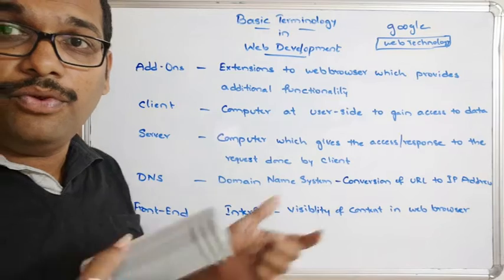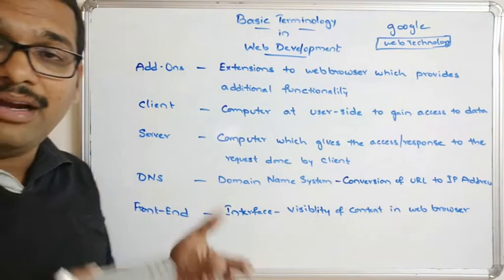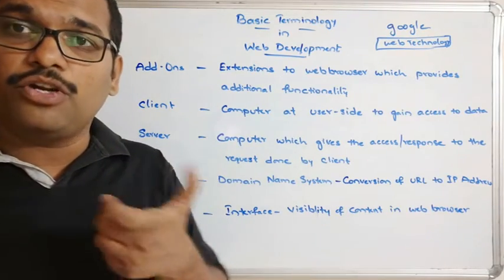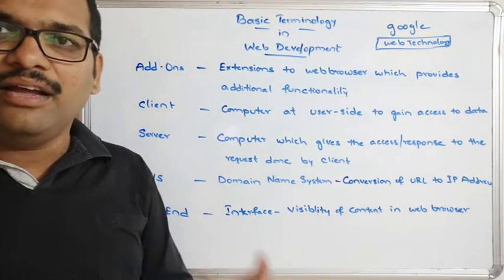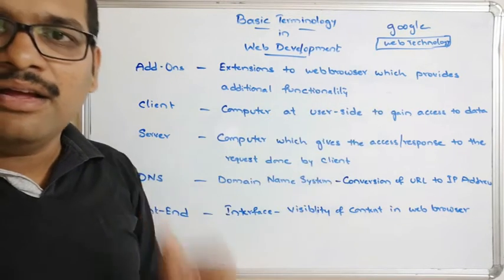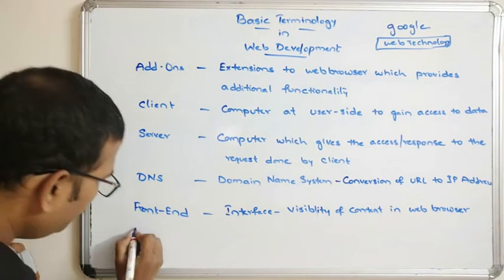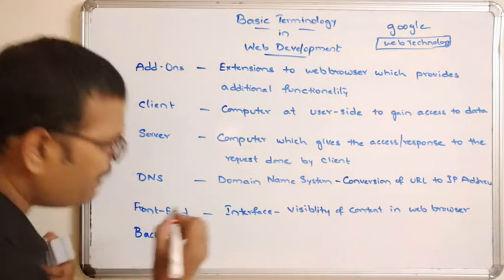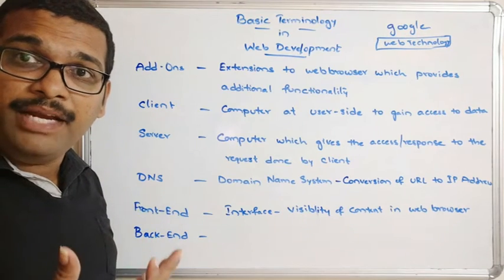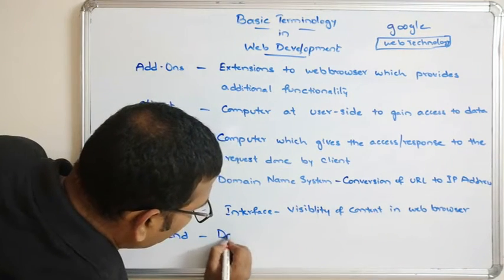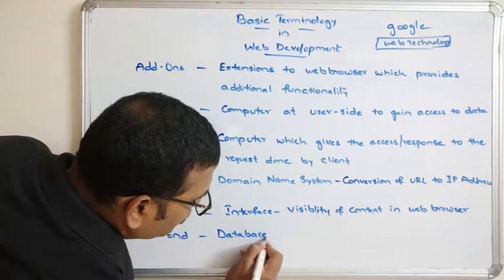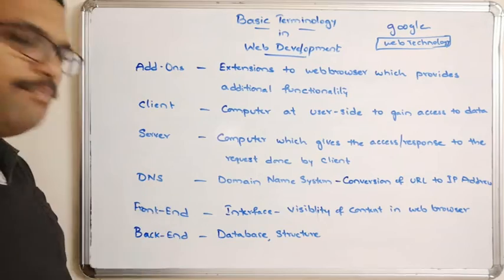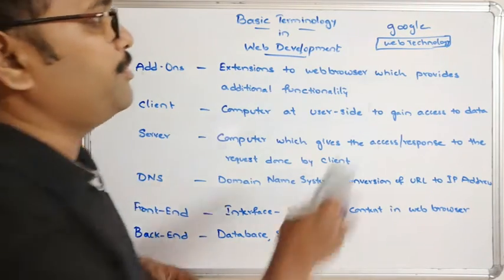Okay, front end. You will be hearing about the front end and the back end for any application. Front end means nothing but an interface which is visible to the user. That means client side visible content, we call it the front end. And similarly, backend. Backend means the database, structure, etc. I'll explain you.